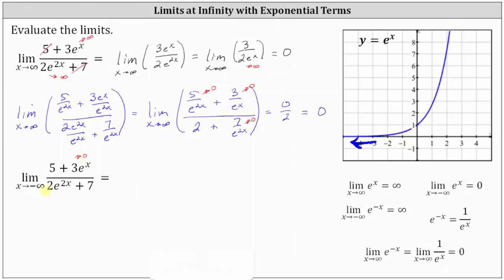In the denominator, 2 e to the power of 2x also approaches 0 as x approaches negative infinity, and 7 is not affected by x. So for this limit, without changing the form of the function, we can see the numerator approaches 5, the denominator approaches 7, and therefore the limit is equal to 5/7.